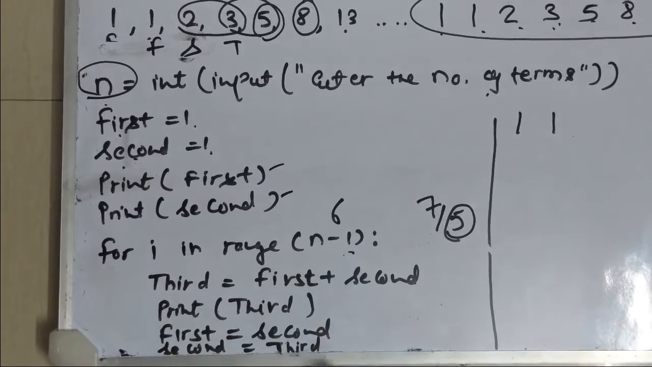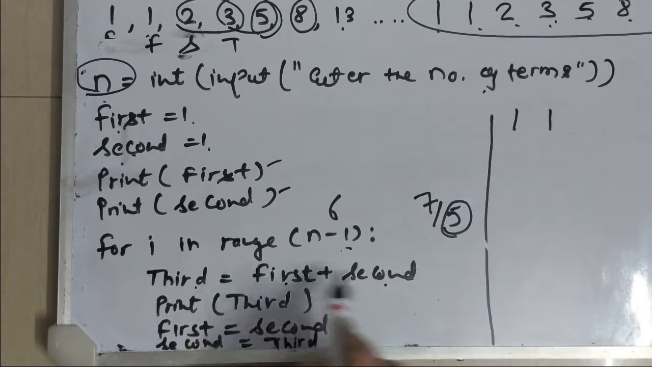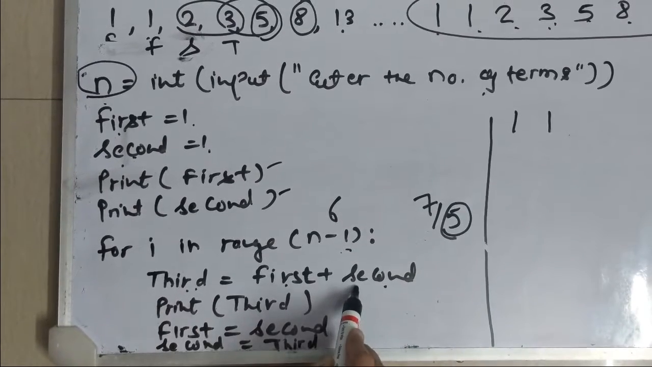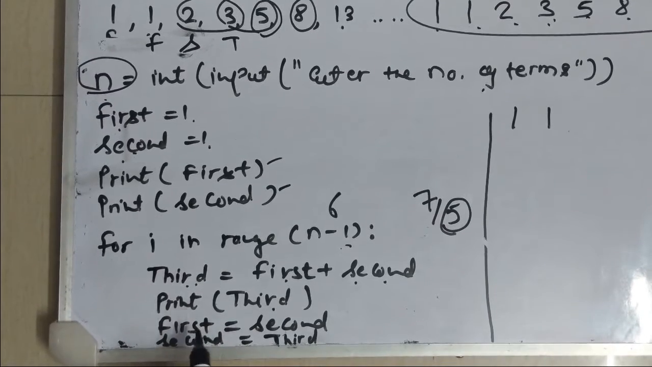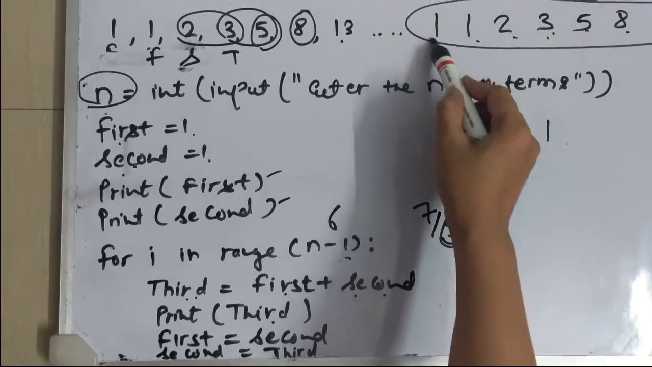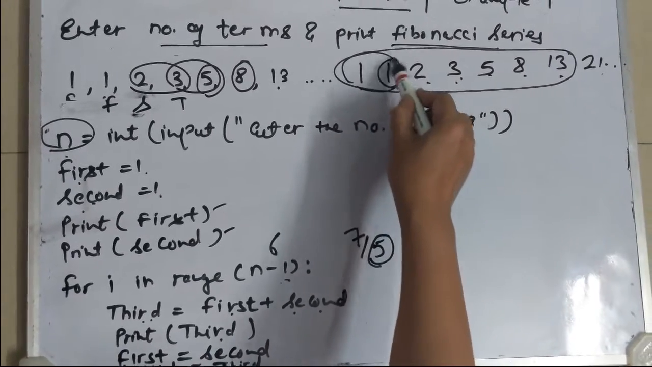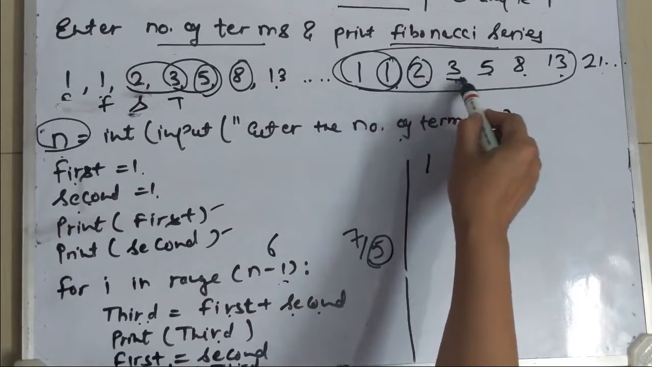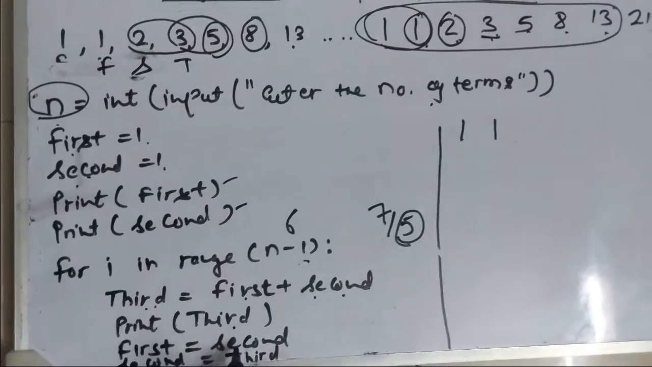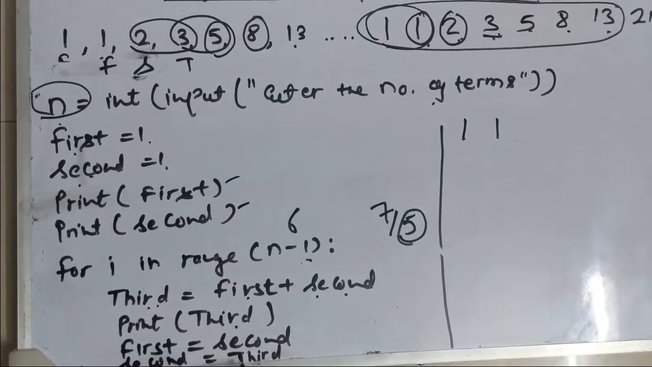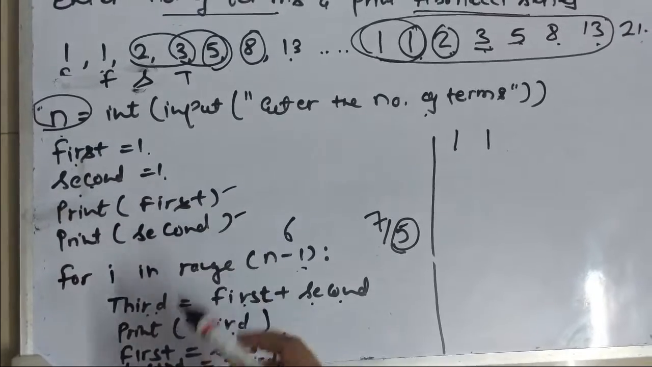Now let us begin our logic. The logic says third should be equal to first plus second. So I have written third equal to first plus second. Then I have printed third in the loop, and then what I have done is I have shifted. Once you have found the sum of 1 plus 2, then this will become your first, this will become your second, and third will become this, and so on. So I have assigned the value of second to first and the value of third to second. This is how the code looks.